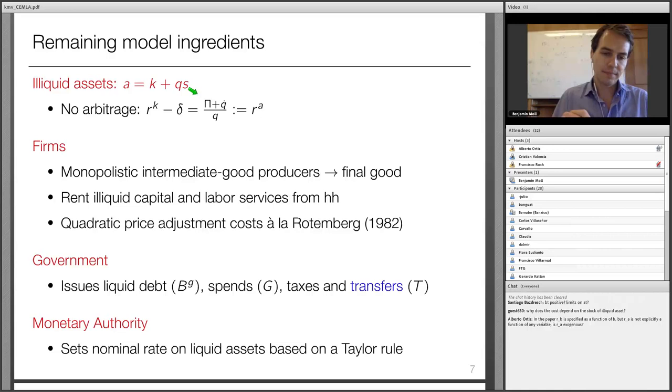Okay. So just to follow up on Alberto Ortiz's question from the chat, the RB here is endogenous but partly determined by what monetary policy does. The RA here is also endogenous, and it's determined by what happens in the illiquid asset market. In particular, it's going to be linked to the marginal product of capital of the economy. So let me move on, unless there are any questions.